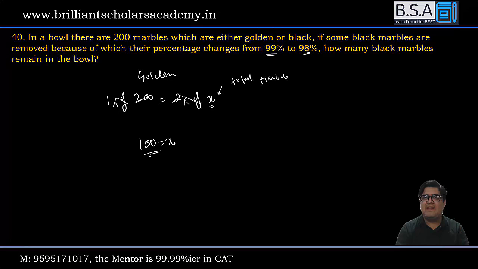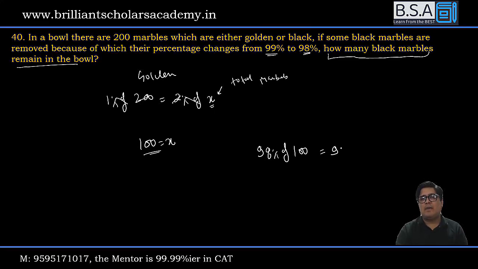What exactly is the question? How many black marbles remain in the bowl? So black marbles are 98% of 100. So how many black marbles are there? 98 black marbles are there.